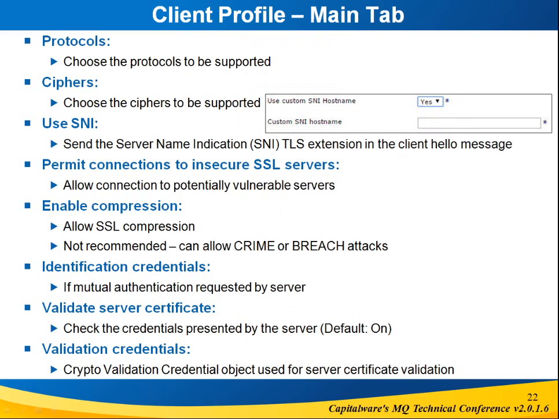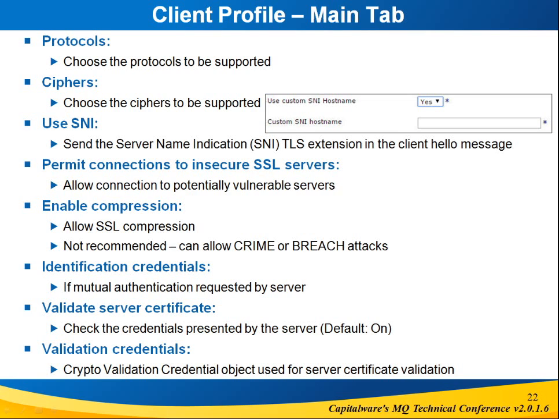So, as we said, you can nominate which protocols are supported. You can choose which ciphers are going to be used. You can also specify whether you want to have the server name indication TLS extension in the client hello message, and if you choose that to be yes, then you can specify the custom SNI host name to be used. You can also choose SSL compression, but it is not recommended because there are a couple of attacks now which are being developed by the bad guys called the CRIME attack and the BREACH attack, which make use of SSL compression shortcomings in order to discover what the keys and certificates are in order to break through them.